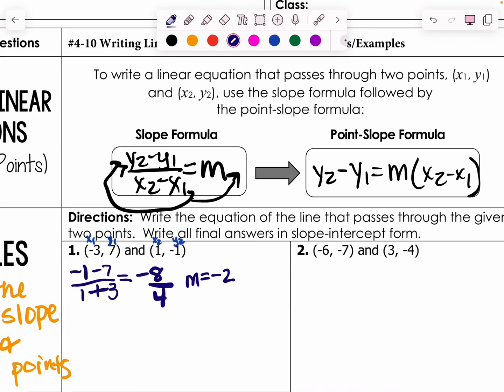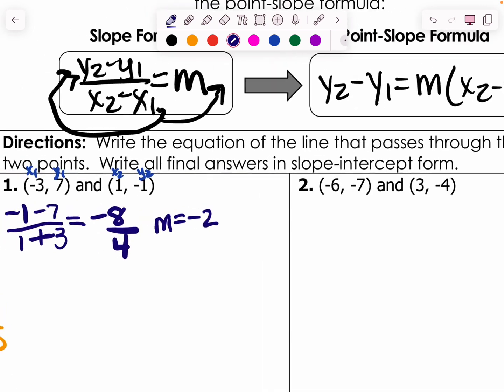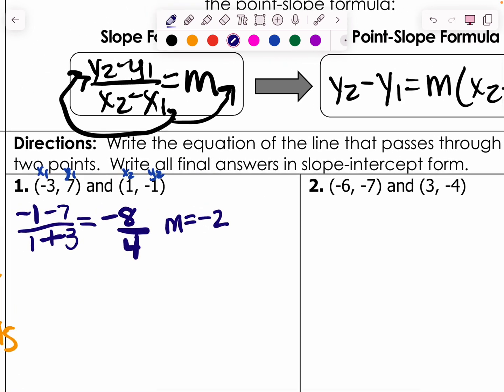Now we're going to look at that point slope formula. And we're going to pick 1 point. Which point would you like to do? Second one. First one. We'll do the first, -3, 7. It's okay. We'll do yours too. So then we'll do y minus 7 equals -2 times x plus 3.